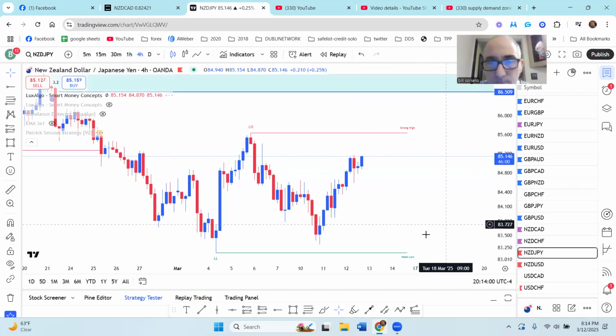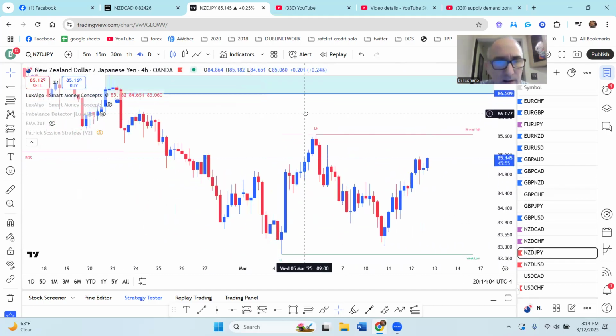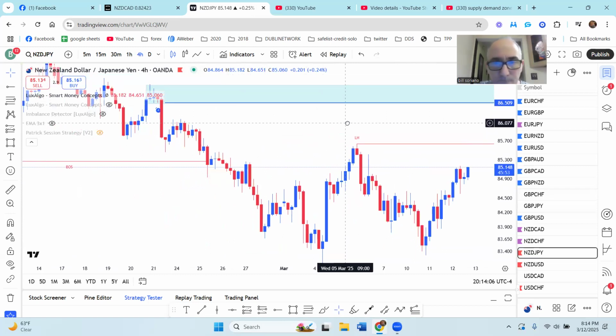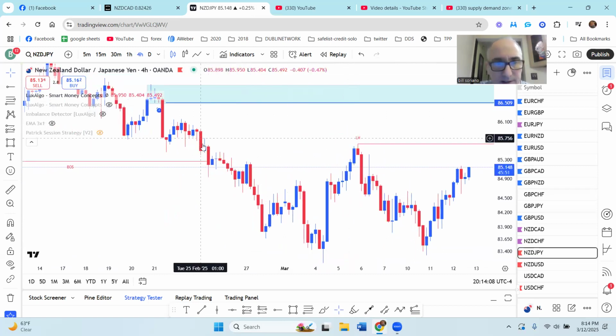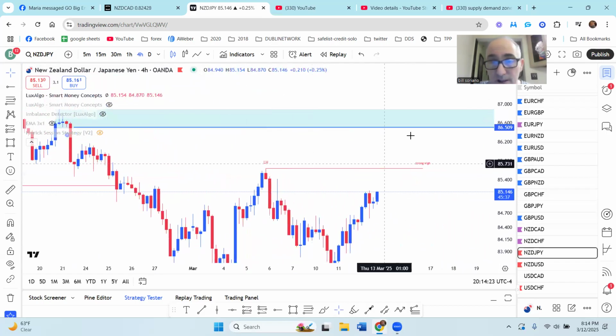NZD-JPY. Again, on the 4-hour, waiting for price to get up to here. Let's see, right here, this price action here is efficient, this price action here is efficient. So we have all this imbalance here. This impulse candle here pushes out of this zone. And so we're definitely looking for a reaction right here.